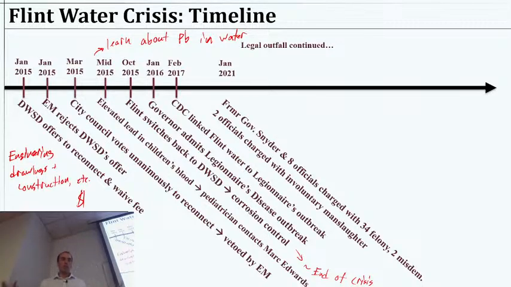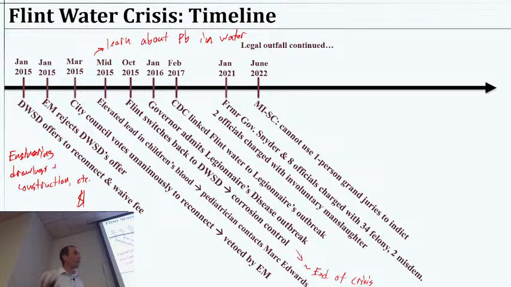Okay, so from there, it's essentially legal outfall for the most part. So just a quick few highlights here. January 2021, the former governor of Michigan, that would be Rick Snyder, and 8 city officials or other officials were charged with a total of 34 felonies, 2 misdemeanors. 2 officials were charged with involuntary manslaughter. So lots of serious business there, right? Lots of legal trouble.